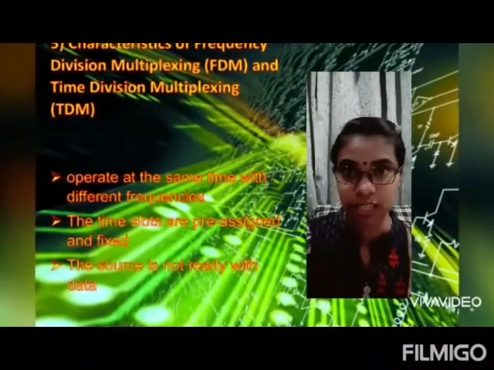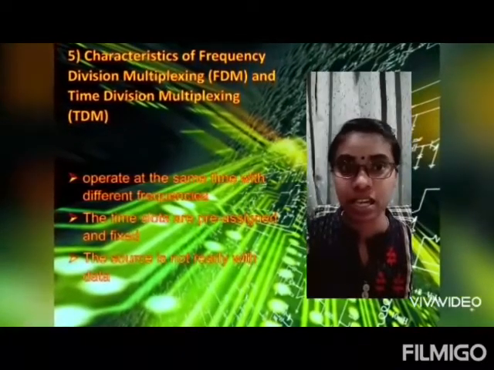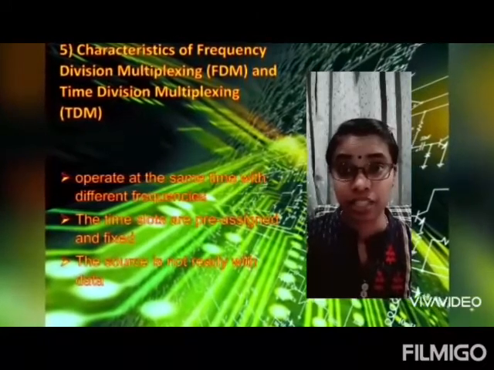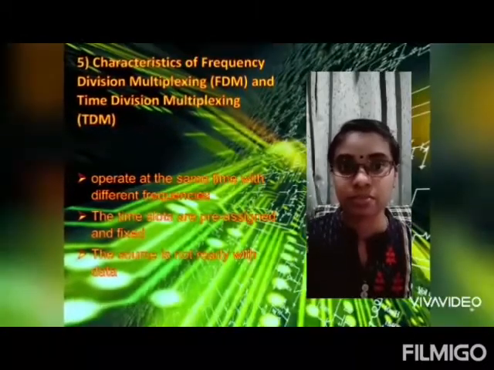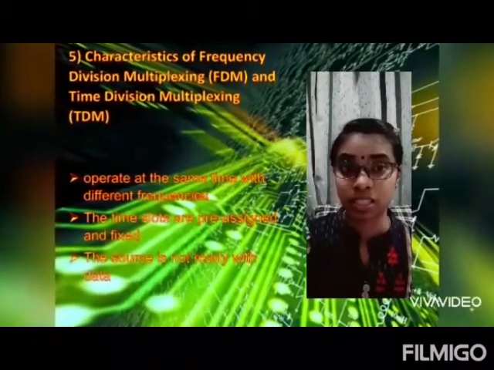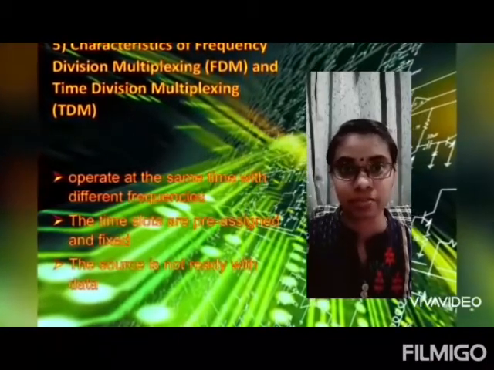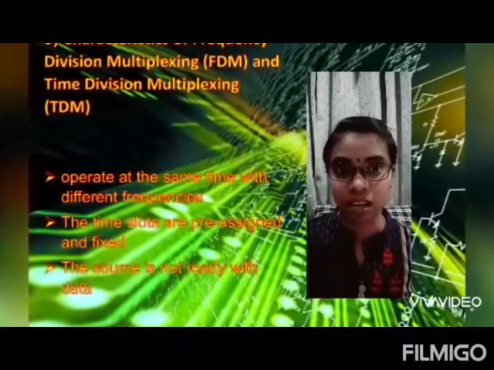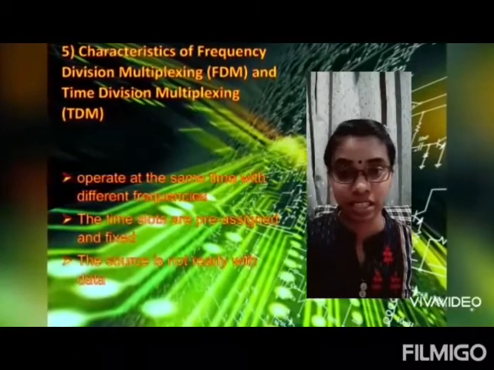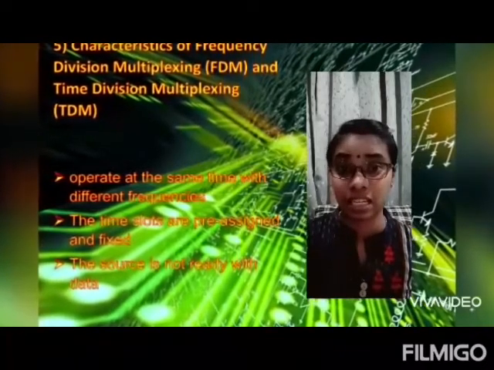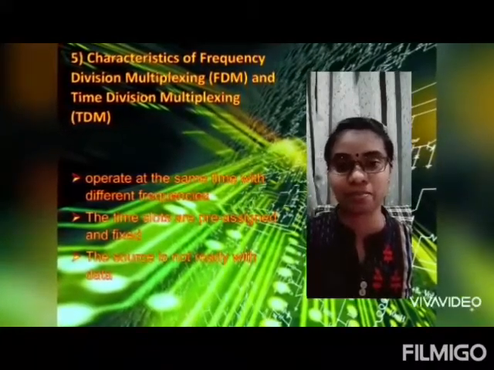In frequency division multiplexing, all the signals operate at the same time with different frequencies. But in time division multiplexing, all the signals operate with the same frequency at different times. The time slots are pre-assigned and fixed. The slot is even given if the source is not ready with data at the time.